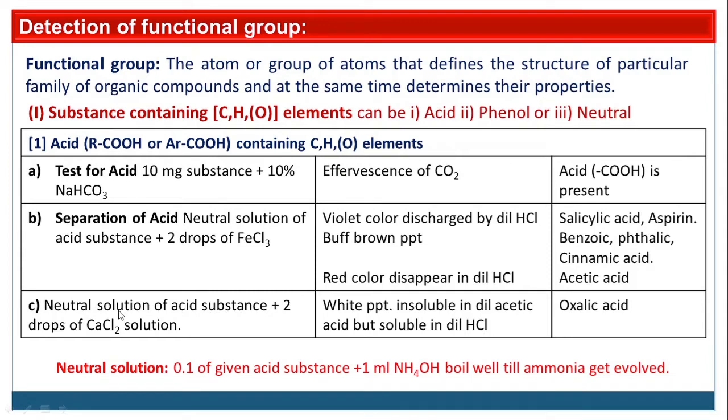While performing the practicals, you have to follow the procedure step by step, as well as in observation you have to follow this test. Suppose white precipitate is there, then add dilute acetic acid, and the white precipitate will be insoluble. But if you add dilute HCl, that white precipitate becomes soluble.